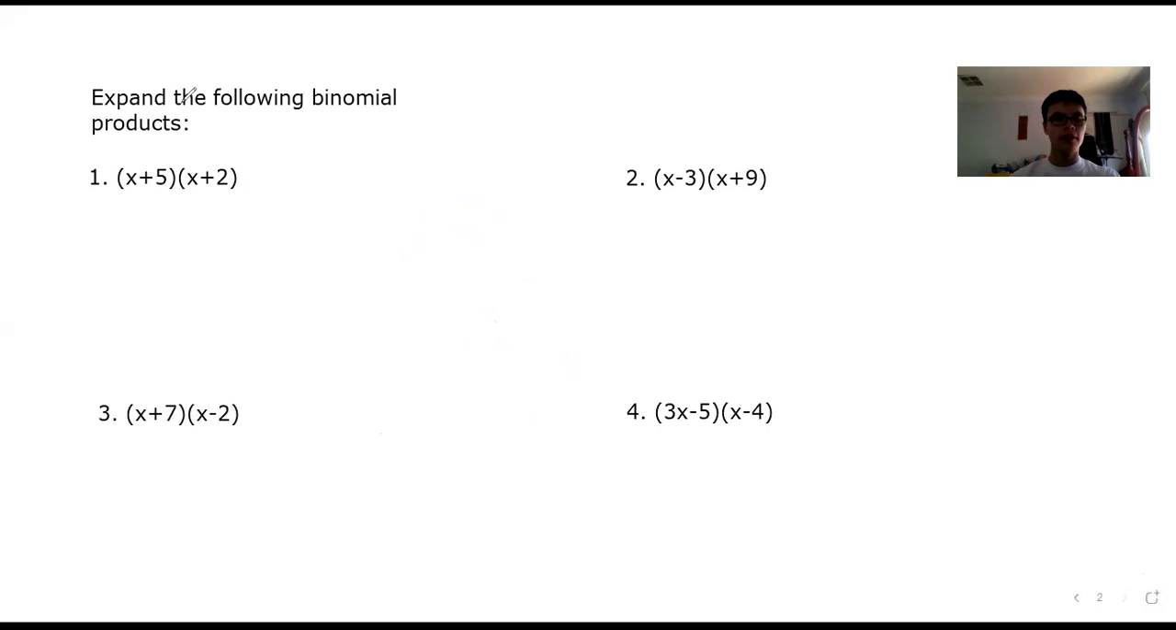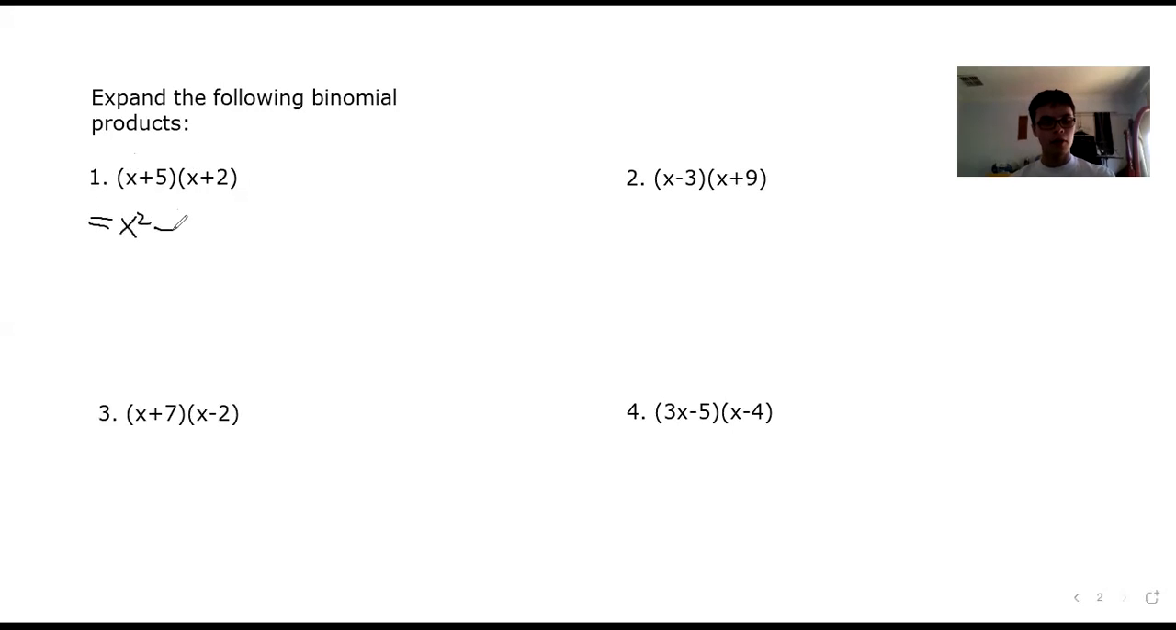So we want to expand the following binomial product. Let's have a look at question 1. x plus 5, and then multiplying that by x plus 2. So let's start off with F from the FOIL method. For the F part of it, we need to multiply the two x's together, so that would be x squared.